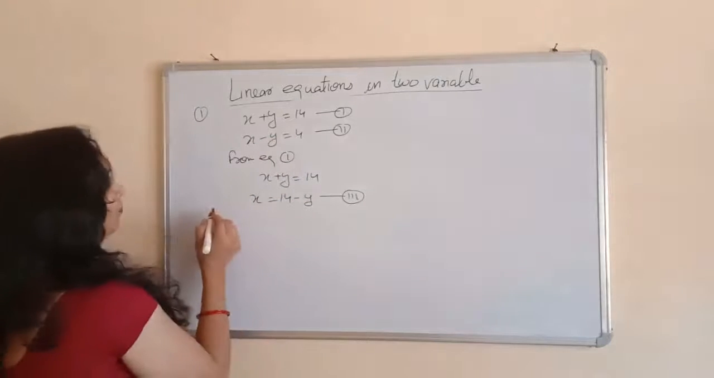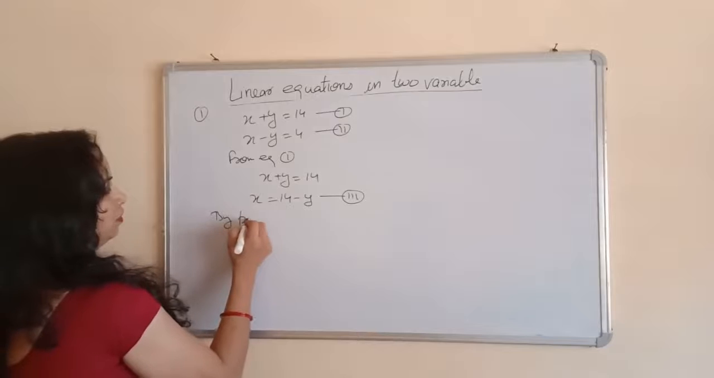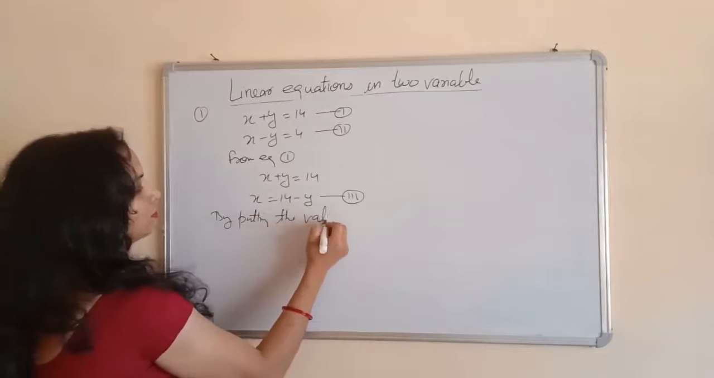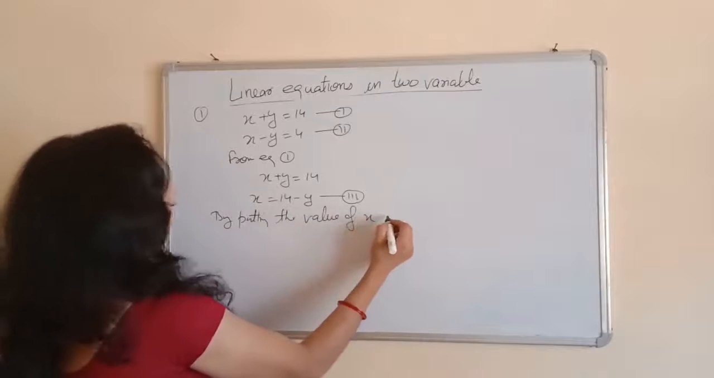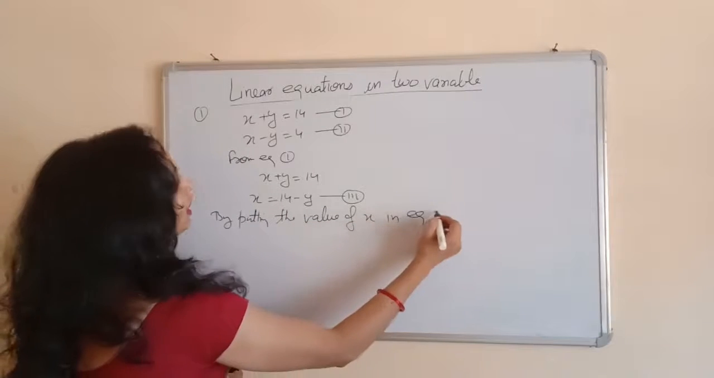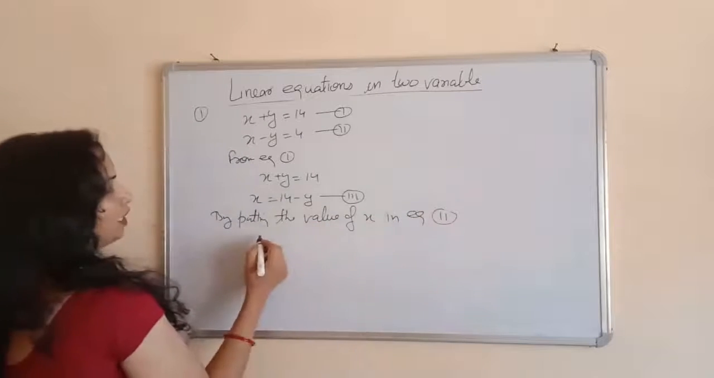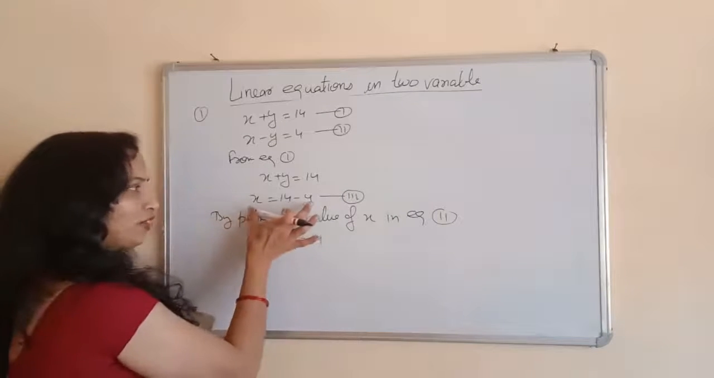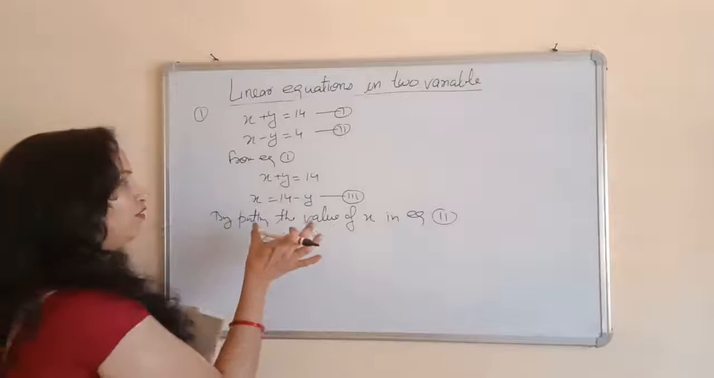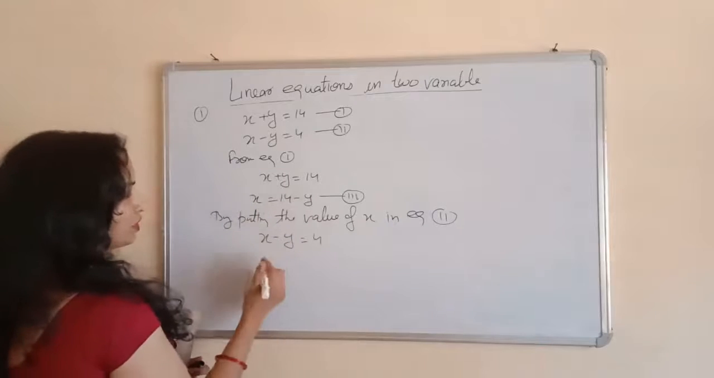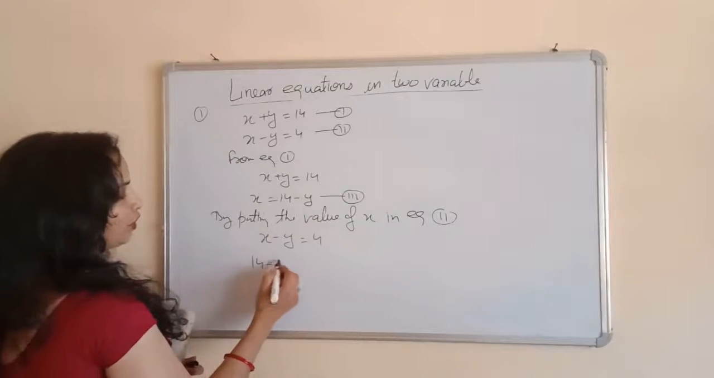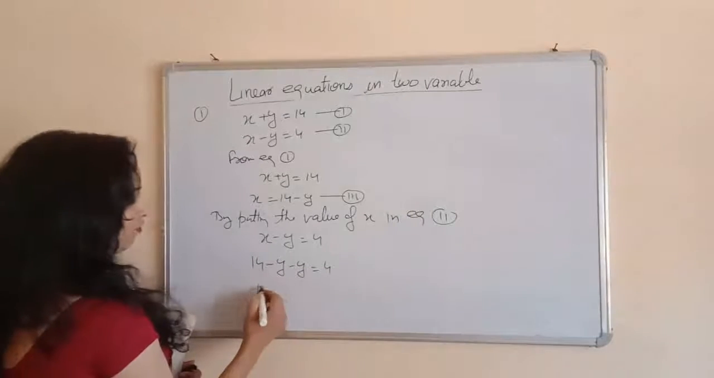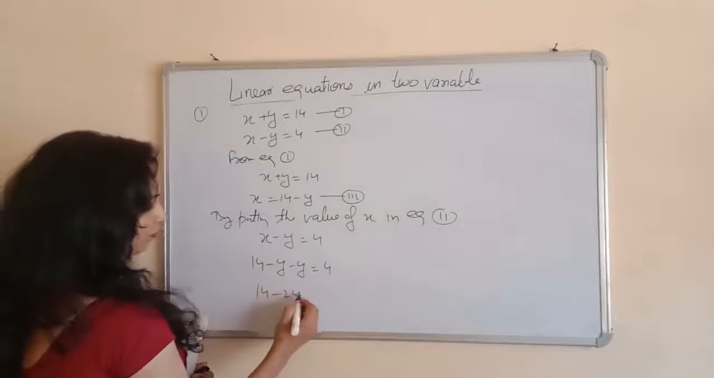So we will write here, by putting the value of x in equation 2nd. Equation 2nd is x minus y is equal to 4. So we will put the value of x from equation 3rd in equation 2nd. x is equal to 14 minus y, so 14 minus y minus y is equal to 4, and then solve it. 14 minus 2y.